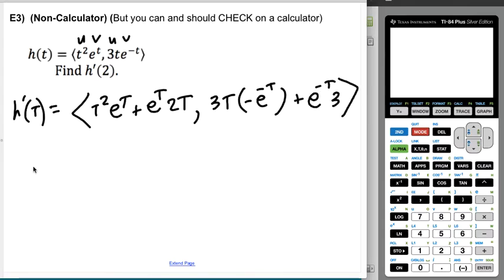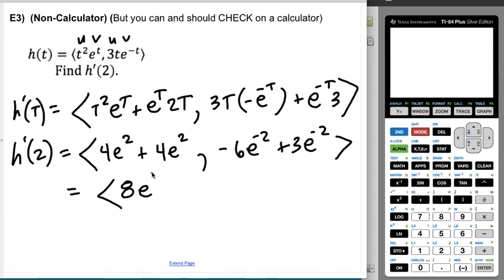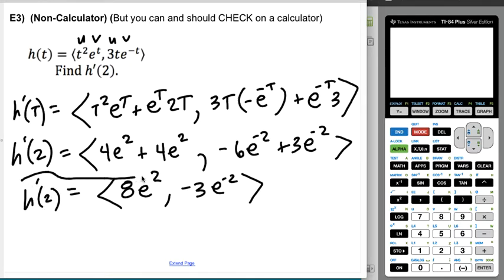Now, there's not really a huge incentive for me to clean this up because I'm asked to find h prime of 2, not h prime of t. So I'm going to get that this is a 4e squared plus another 4e squared, because that would be 2 times 2. And then for my y component, I seem to get a negative 6e to the negative 2 plus a 3e to the negative 2. So if I clean that up, I seem to get an 8e squared and a negative 3e to the negative second. Cool, so that's what I should get. So that's my answer for h prime of 2.